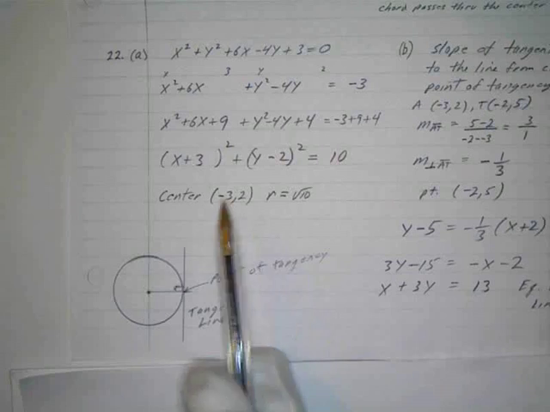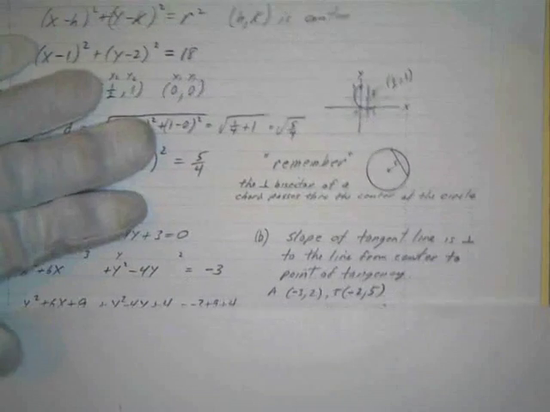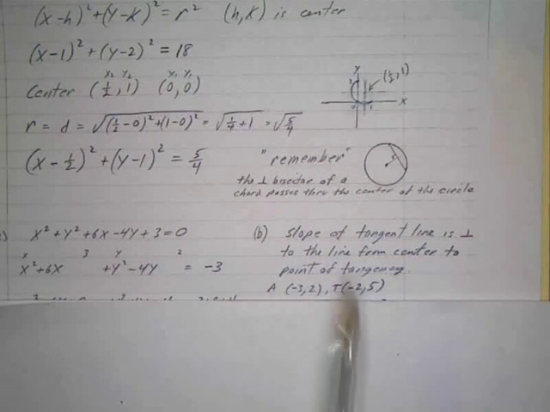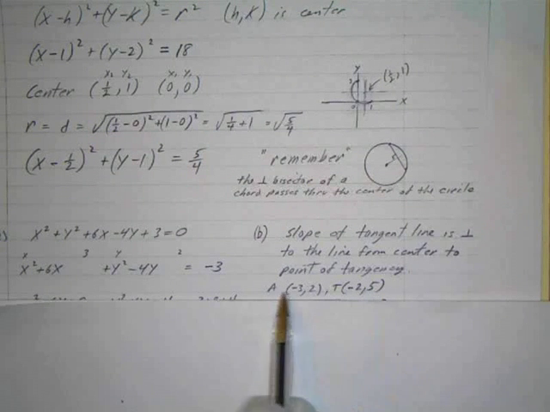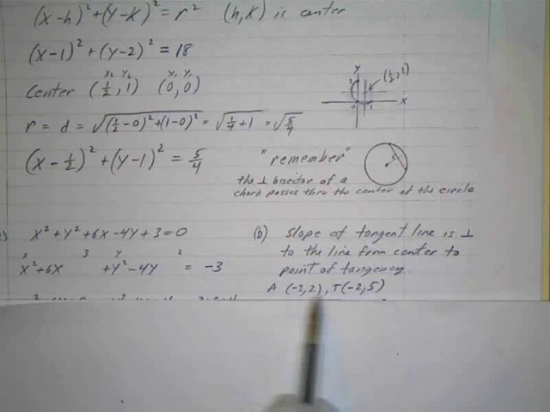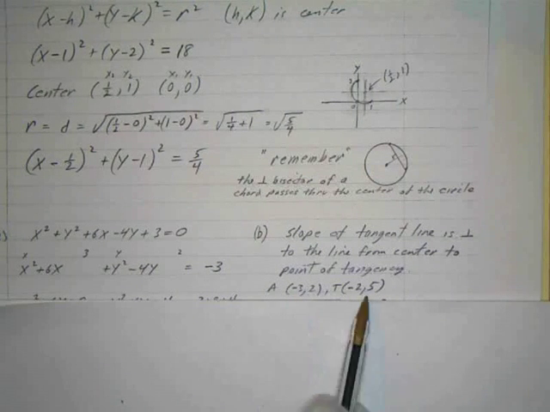And we already know the center. The center is negative 3, 2. So if we take a segment and draw it from the center to the point of tangency, then that's going to be perpendicular to the tangent line. So now we can find the slope of the tangent line by finding the slope of any line that's perpendicular to this line. So first of all, let's find the slope of this segment from the center of the circle to the point of tangency.